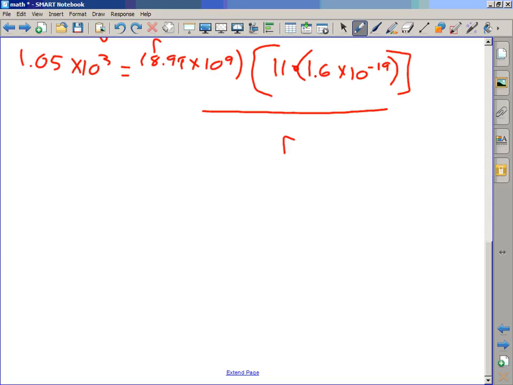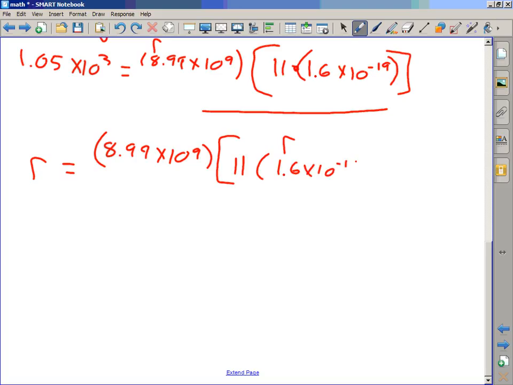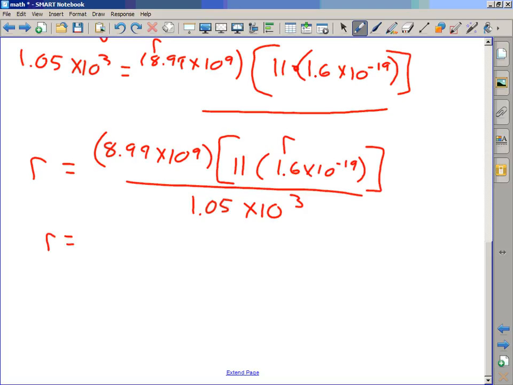Okay? So what that tells me is R should be equal to 8.99 times 10 to the 9th, times 11, times 1.6 times 10 to the negative 19, divided by my 1.05 times 10 to the third. This should come out to be very, very small. What does it come out to be?